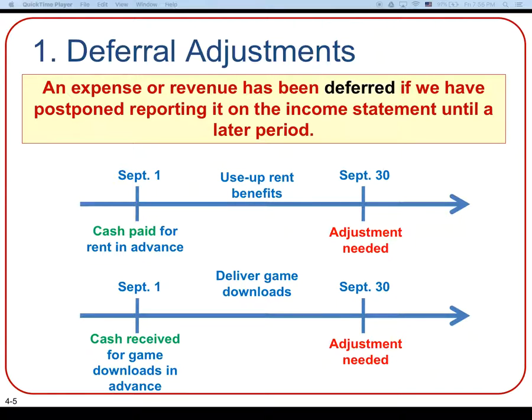And then here's another example. So cash received for game download in advance. You received cash before you actually earn the revenue because you haven't delivered your product yet. And then by the end of the month, your product is delivered. You deliver the game downloads. That's when we also need another adjustment, to make sure that when the earning process finishes, we record the revenue. So this type of adjustment we call deferral adjustment.